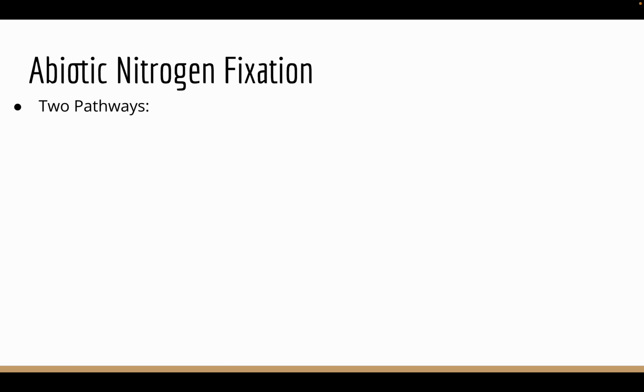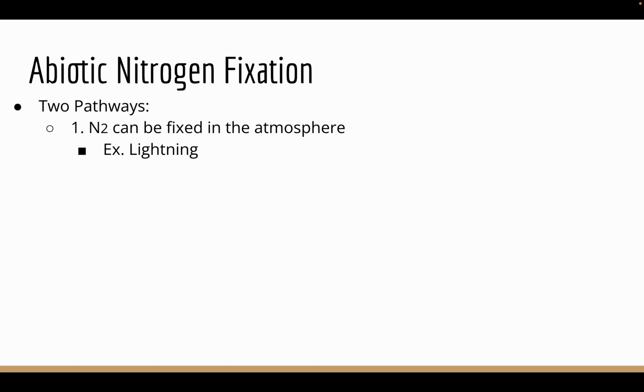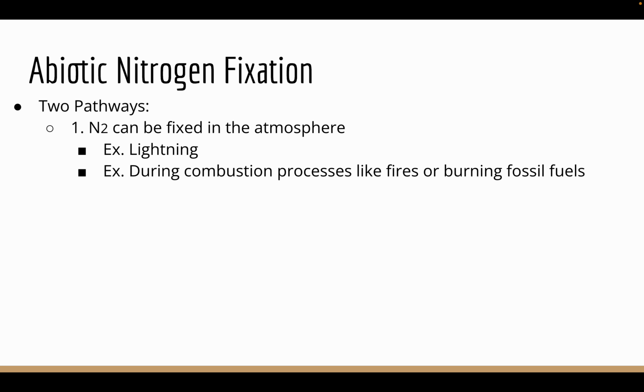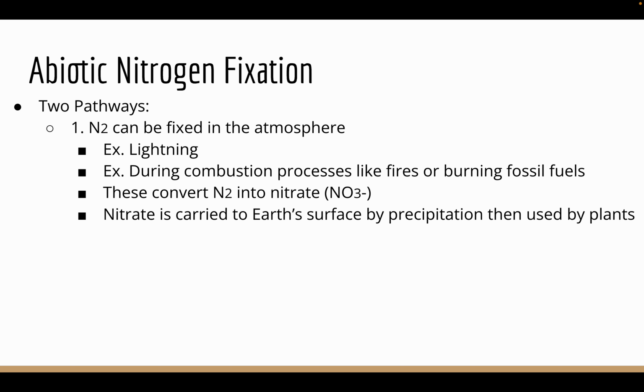Now, it could also occur through abiotic means. So, firstly, nitrogen gas can be fixed in the atmosphere through lightning, or during combustion processes like fires or burning fossil fuels. So these convert nitrogen gas into nitrate, which is NO3-. Nitrate is carried to the Earth's surface by precipitation, or rain, where it is used by plants.